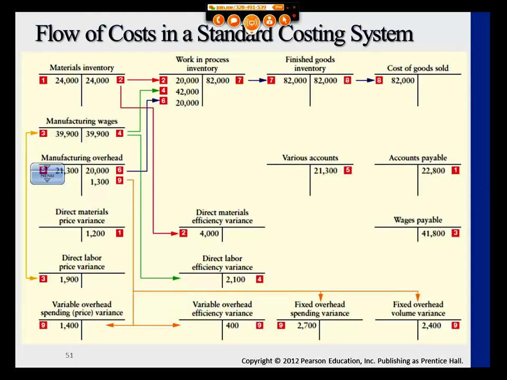All right, so what do we have? We have materials inventory, manufacturing wages, overhead. That's all familiar to you from financial accounting, right? All right. So we're almost done.